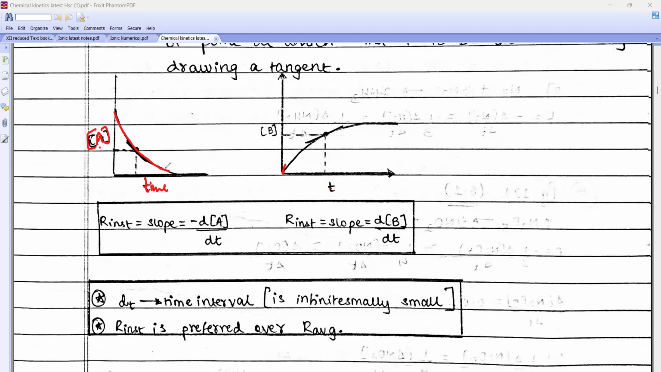If this is your home, this is our class. If you measure between these two points, it will become the average. But if I want to find your speed exactly at this point, this will be instantaneous.